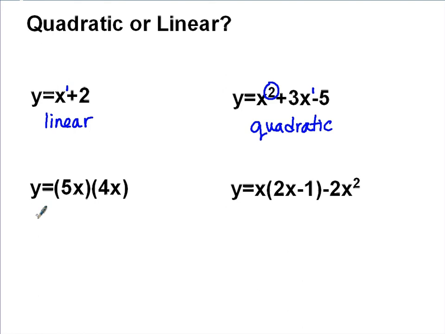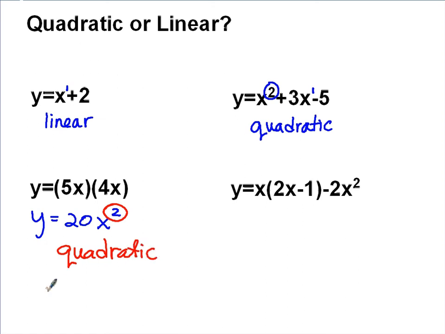So in this one, it's two things multiplied here, so I'm just going to go 5 times 4 is 20, and x times x is x squared. And then we can look at that and go, okay, now this is in standard form, so I've got x squared, 2 is my highest power, so this is a quadratic equation.